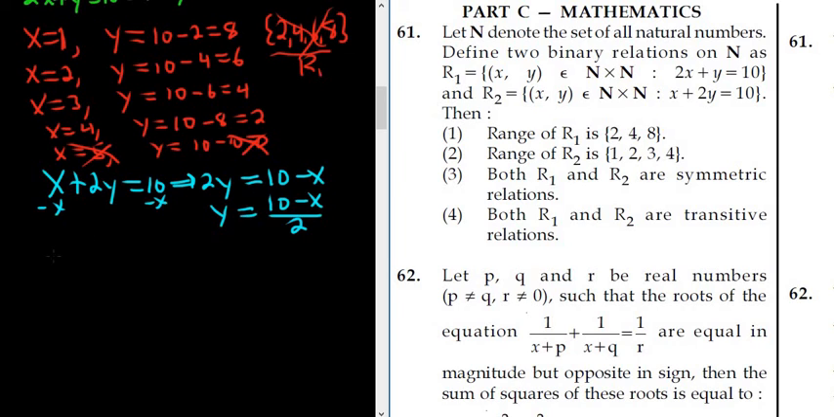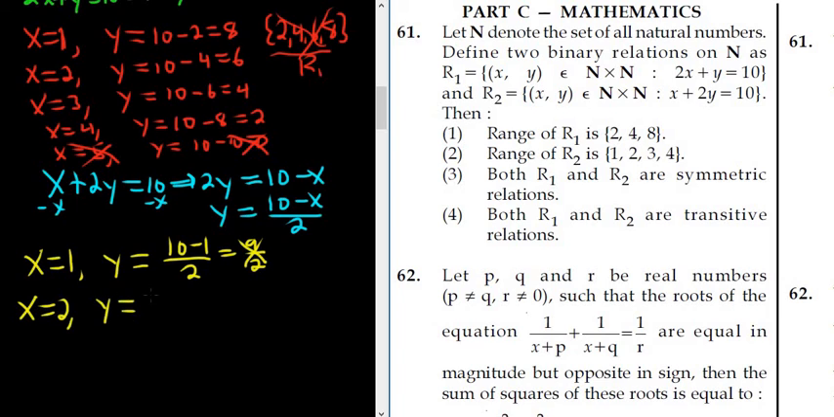So let's see. When x is 1, we get y equals (10 minus 1) over 2, so that's 9 over 2. That's a failure. It's not a natural number. It's got to be 1, 2, 3, 4, 5, 6, 7, 8, 9, a whole number, so no good. When x is 2, we get (10 minus 2) over 2, so 8 over 2, which is 4. That's good. That's going to be in the range. I'm going to circle it. It's one of the elements in the range for R2.